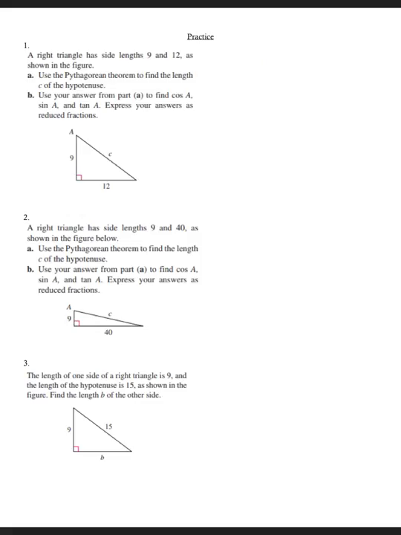Okay, now the page shows us 3 practice questions. So it says, a right triangle has side lengths of 9 and 12 as shown in the figure. Use the Pythagorean theorem to find the length C of the hypotenuse. We need to use the Pythagorean theorem because they did not give us a third side. So 9 squared plus 12 squared equals C squared. So 9 squared plus 12 squared, you get 225. And then the square root of 225, you get 15. So C is equal to 15.